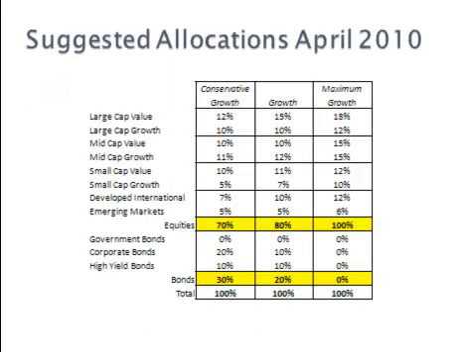So here are the suggested allocations for the model portfolios for this month. You'll see here that the conservative growth model is allocated presently 70% to equities and 30% to bonds. You'll see the growth model has an 80-20 allocation, and the maximum growth model is 100% in equities. You'll notice that most of the equity allocations in all three models are heavily weighted towards domestic U.S. equities, spread amongst large cap value and growth, mid cap value and growth, small cap value and growth, with smaller allocations towards international markets and emerging markets.